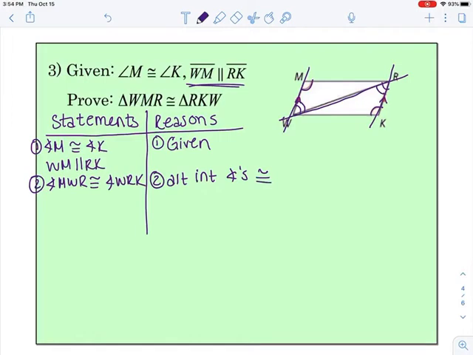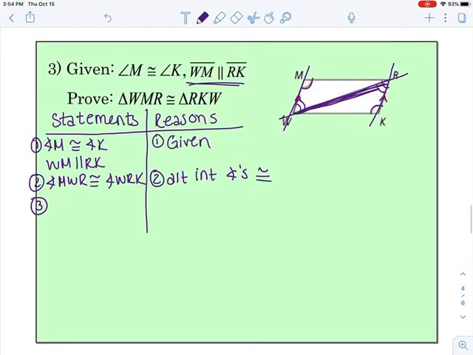So now I have two angles. And the next thing that I'm going to use, again, these two triangles share a common side here. Anytime that they share a common anything, we're going to use the reflexive property. So the reflexive property, again, we're talking about the side that they share there. That's WR. So WR is going to be congruent to itself. And that's because of the reflexive property.